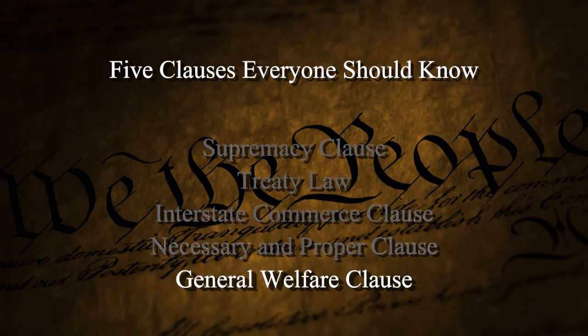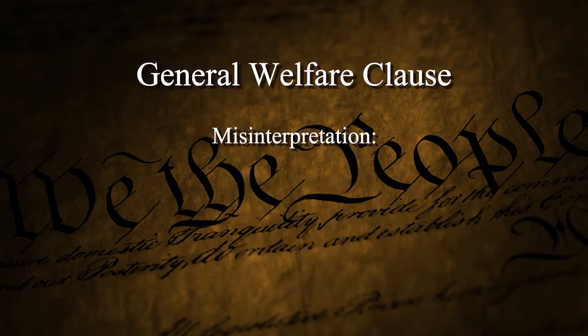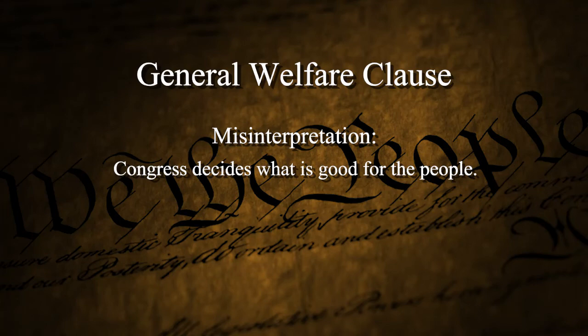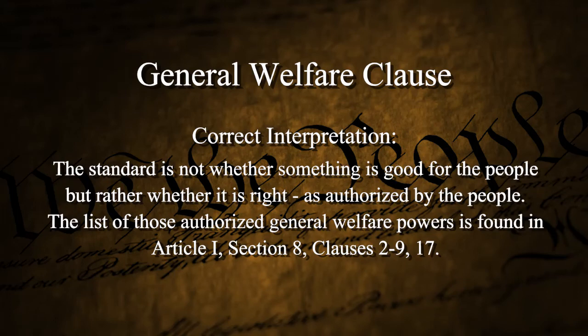Now the fifth clause everyone should know is the General Welfare Clause. The common, unfortunate misinterpretation is this idea that Congress decides what's good for the people. The correct interpretation is the standard is not whether something is good for the people, but rather whether it is right, as authorized by the people. The list of those authorized general welfare powers is found in Article 1, Section 8, Clauses 2 through 9 and 17.